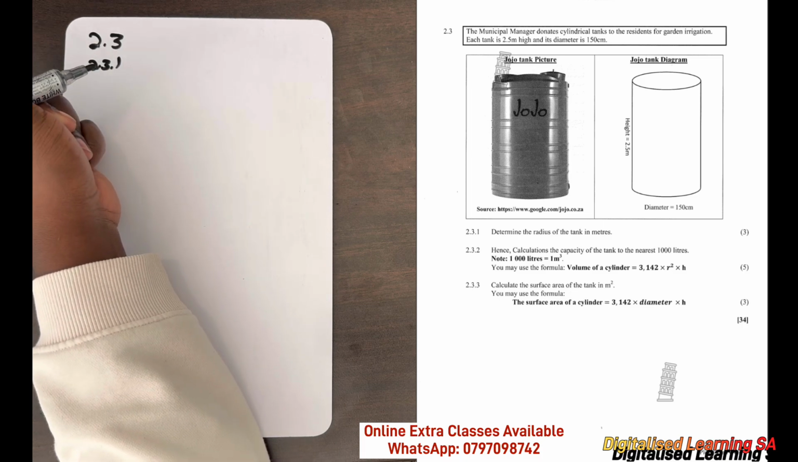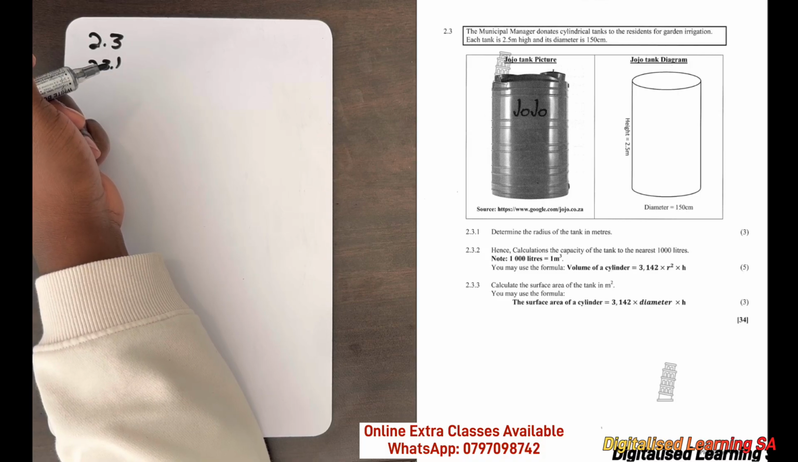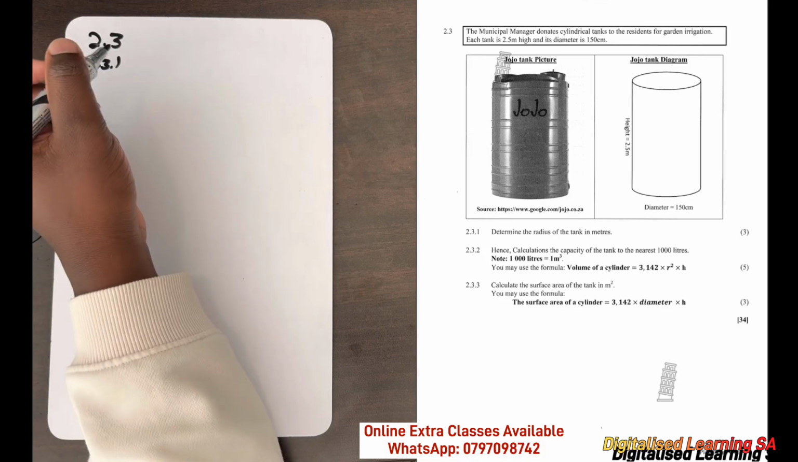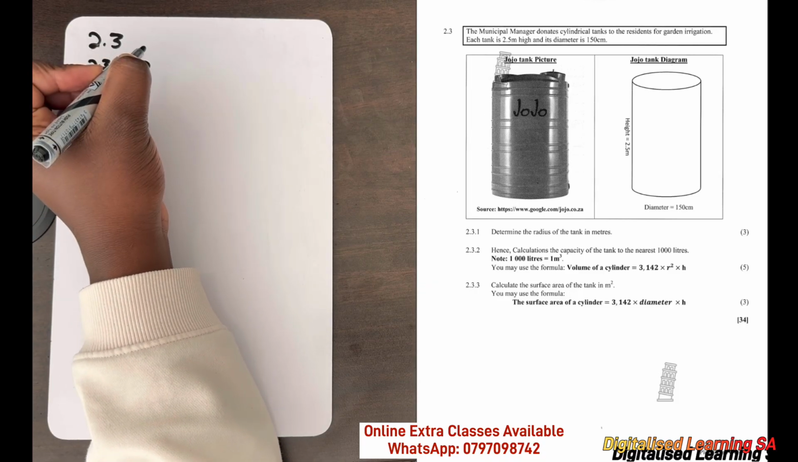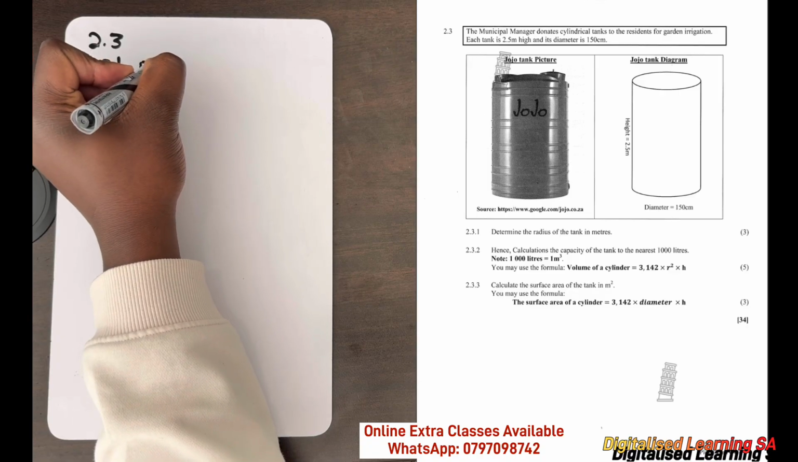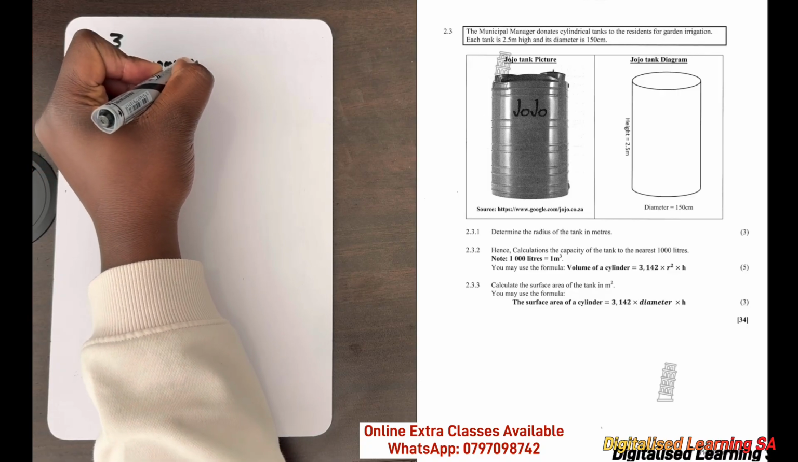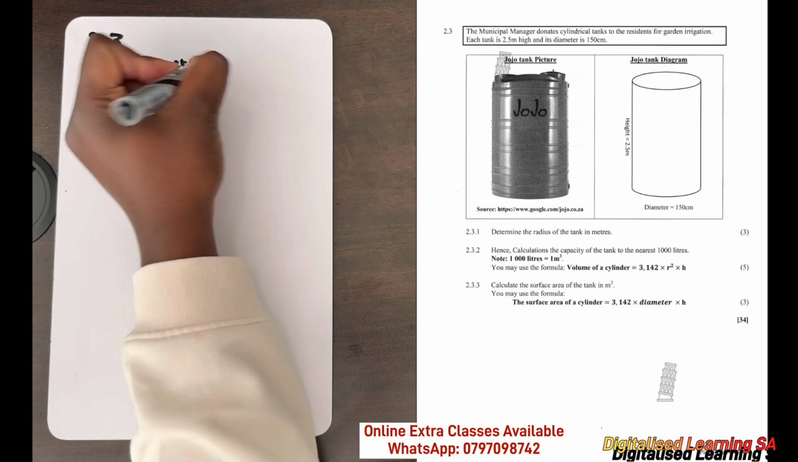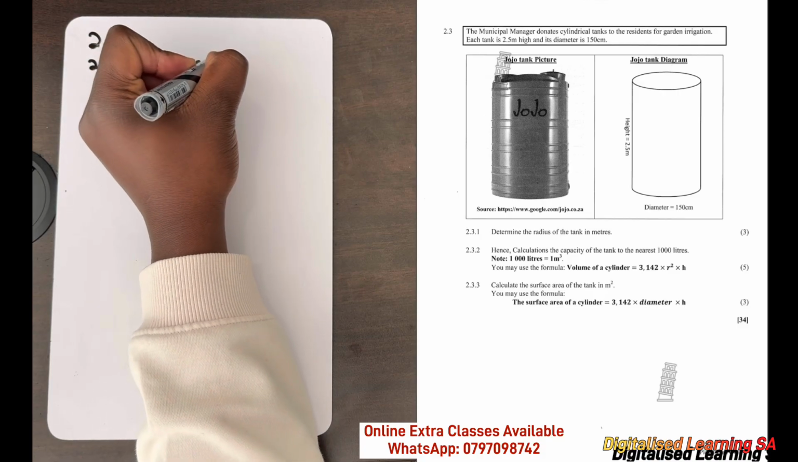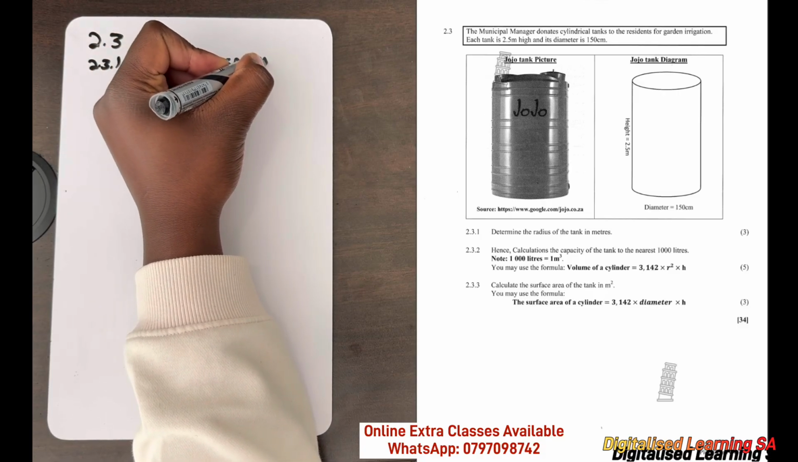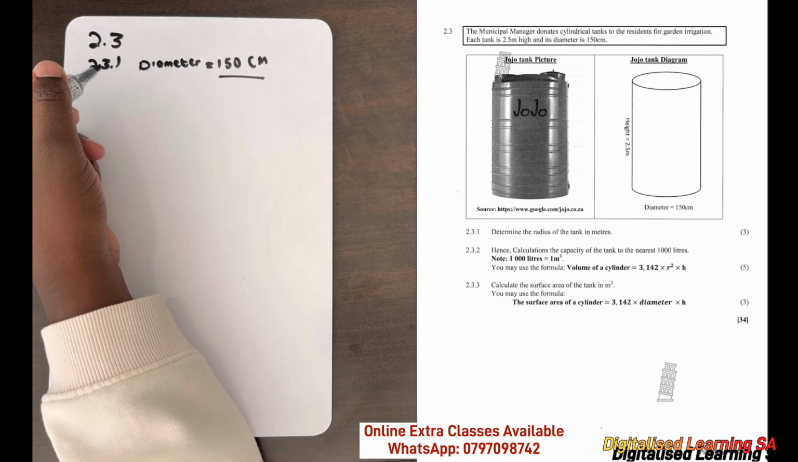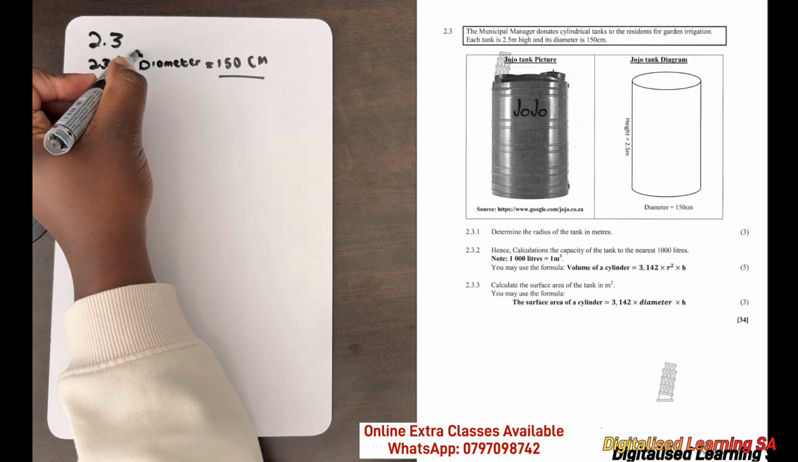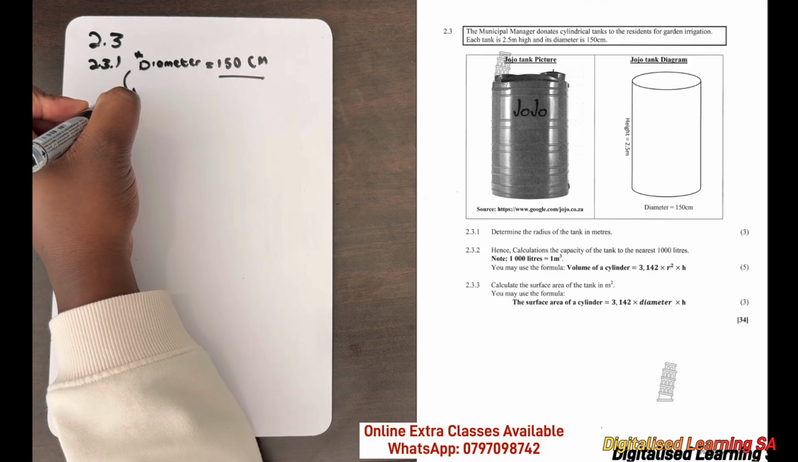So we will start with question 2.3.1. It says, determine the radius of the tank in meters. If we check our diagram and the information that is provided, we can see that we are given a diameter which is equal to 150 centimeters. And remember guys that if we are given a diameter, we can calculate our radius.